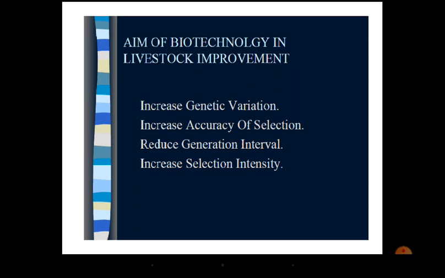That is the higher selection intensity. So higher selection intensity generally means you select fewer animals from a largely tested population. That is the intensity of selection. It is not the percentage of animals selected, it is the intensity of selection.